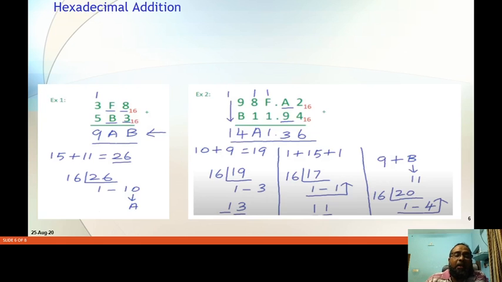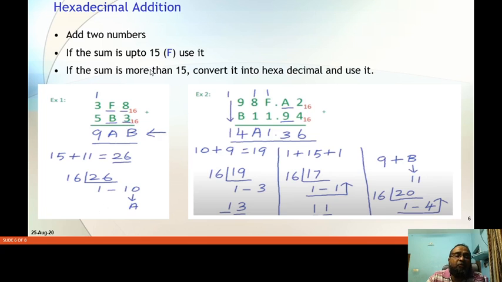Here you have to add the numbers directly. If the sum is up to 15, that is F, use it. If the sum is more than 15, then convert it into hexadecimal and use it. We will see the examples. 8 plus 3, that is 11, but 11 is a valid hexadecimal digit. Write B. Then F plus B.